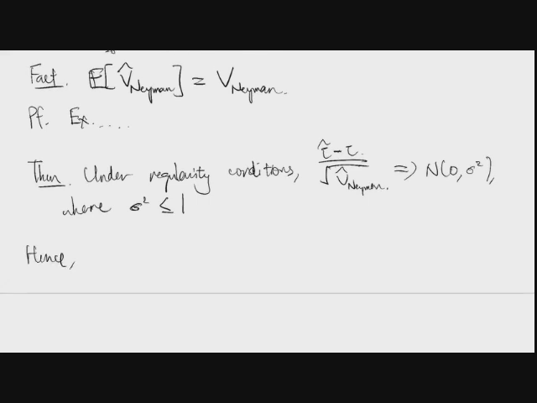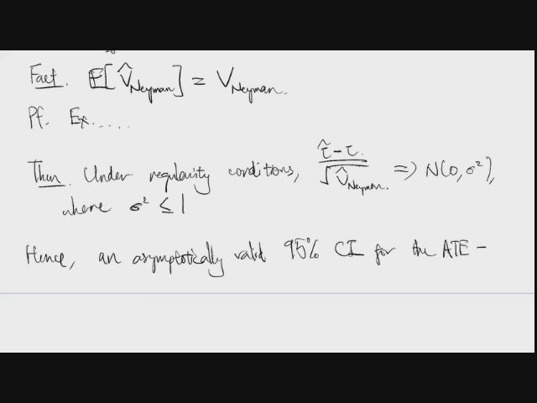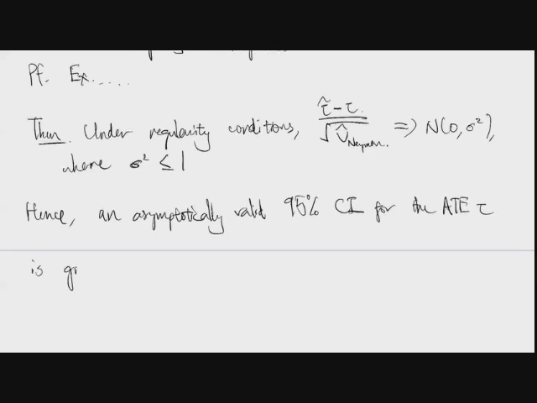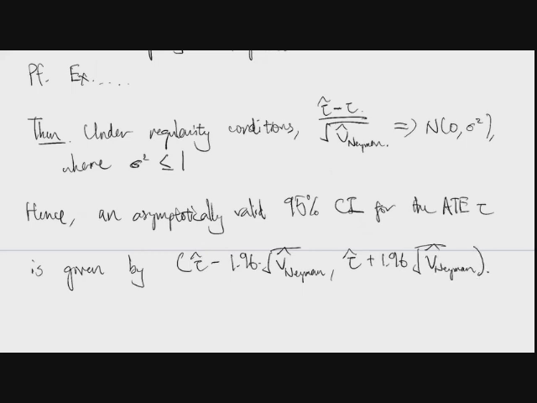Okay, so this is the case, and an asymptotically valid 95% confidence interval for the ATE tau is given by: the lower bound is tau hat minus 1.96 times the square root of the Neyman variance, and the upper bound is tau hat plus 1.96 times the square root of the Neyman variance. Okay, so this is how we get a 95% confidence interval.